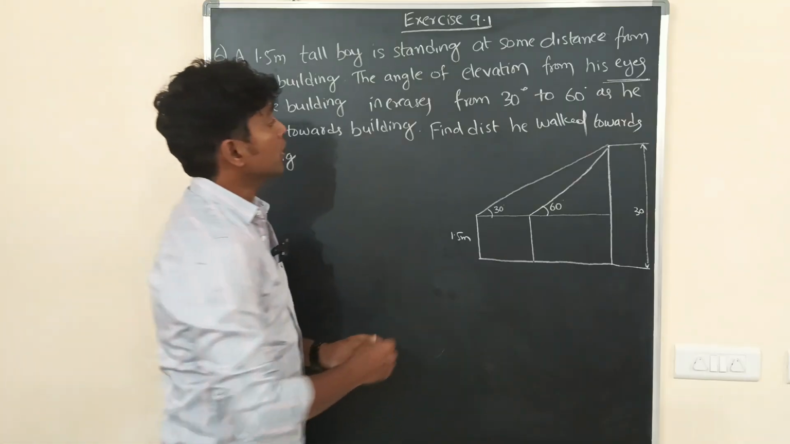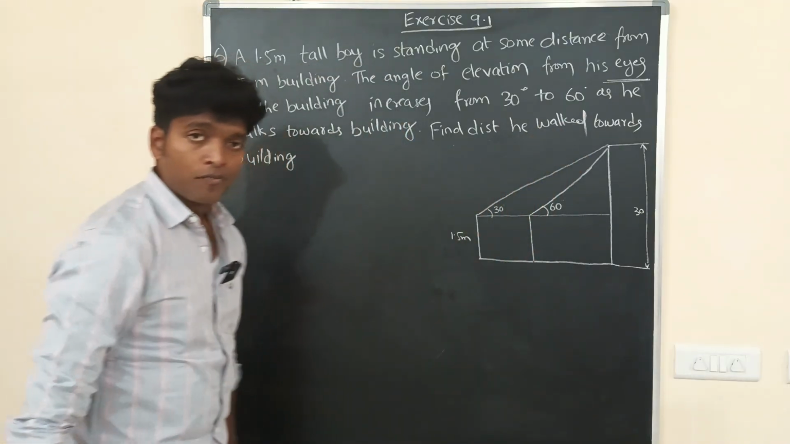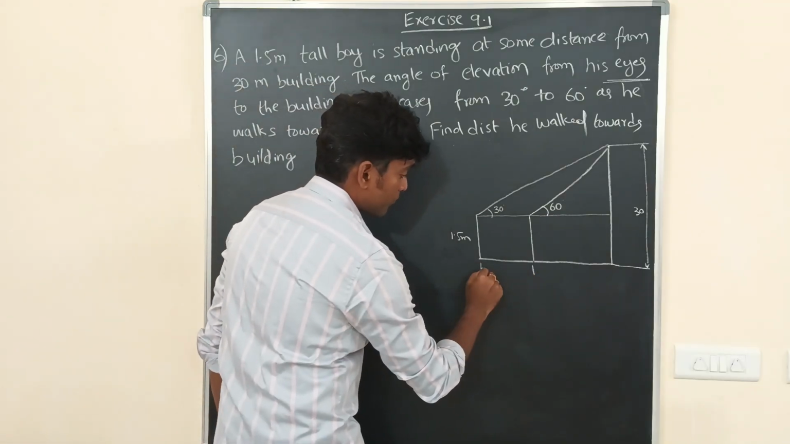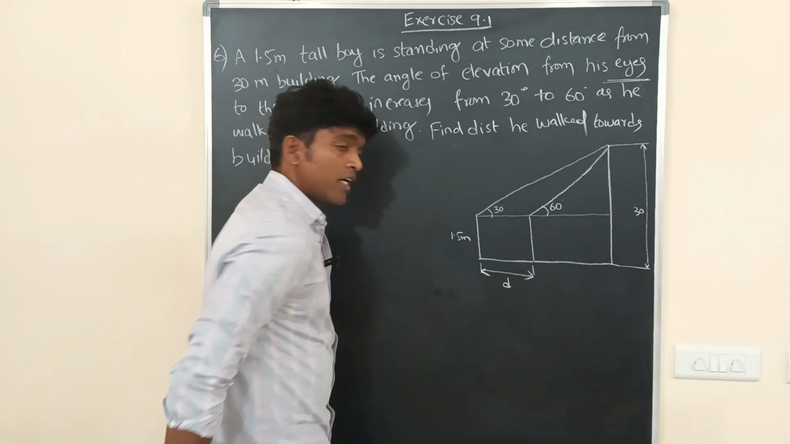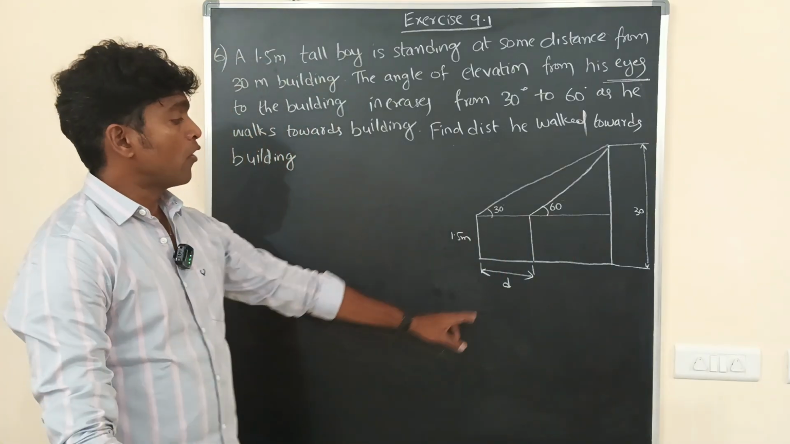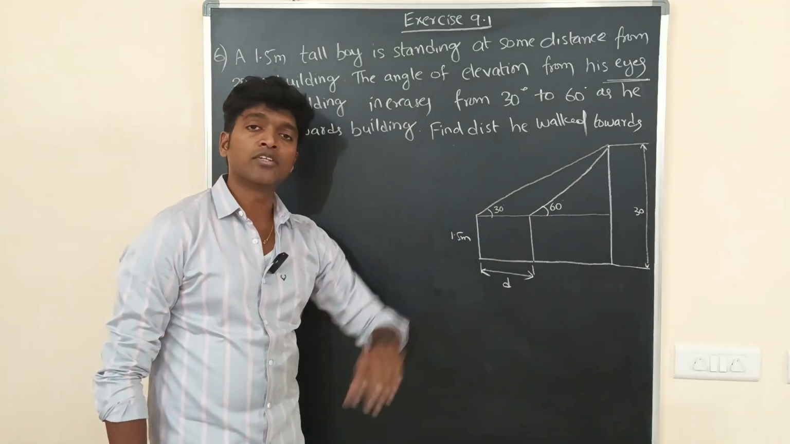Now, find the distance he walked towards the building. We have to find the distance walked, this one. Let it be D. So we have to find this distance. This person has walked from here to here. So we have to get the distance.